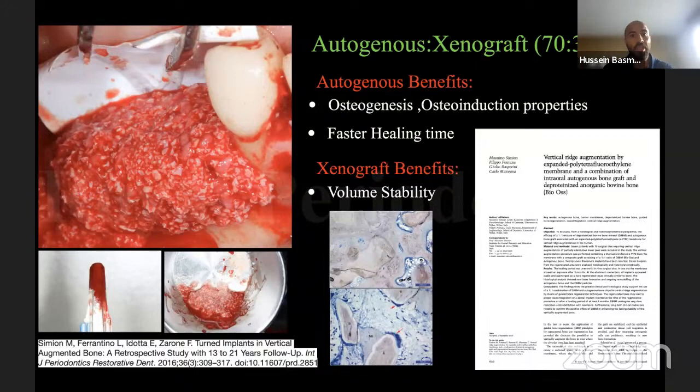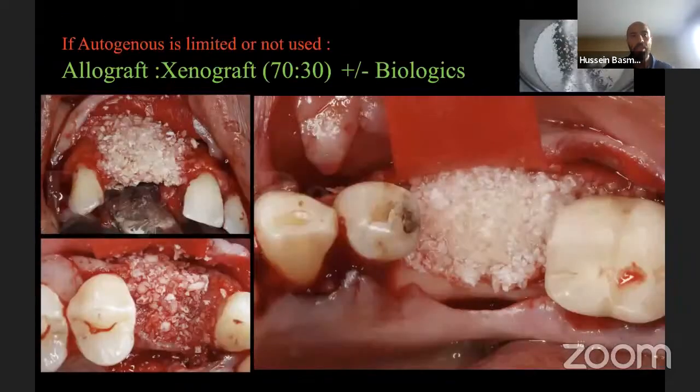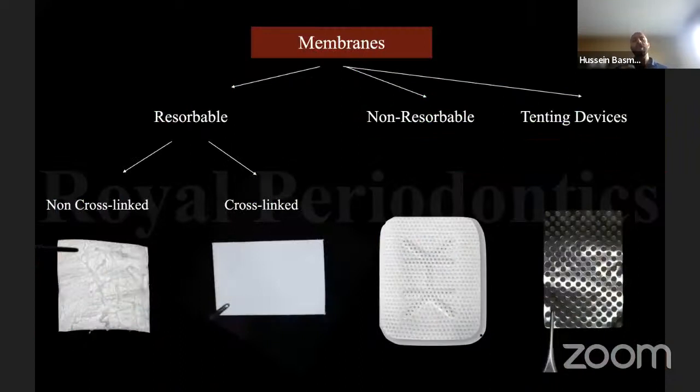And if autogenous is missing, or is not available, we are definitely going to substitute that with allograft. And also, because we are not going to have exactly the same vital properties of that autogenous bone, we can add some biologics such as GEM21, such as BMPs, depending on how severe that defect is. Okay. Then we covered the bone augmentation.